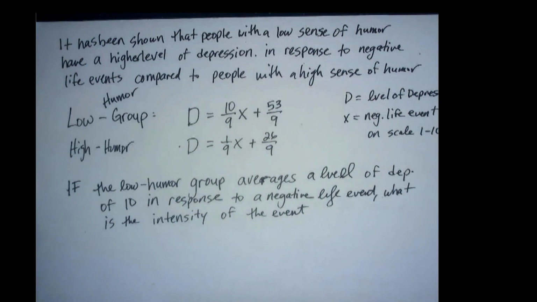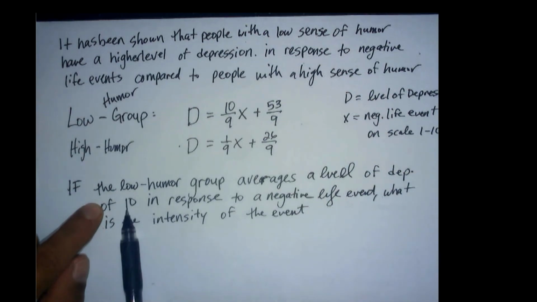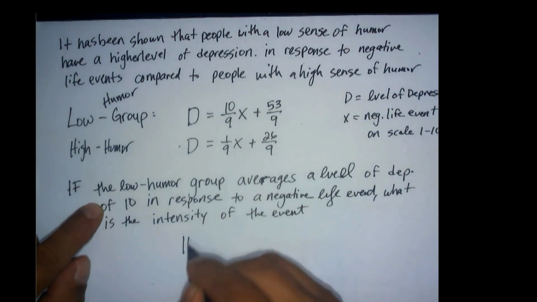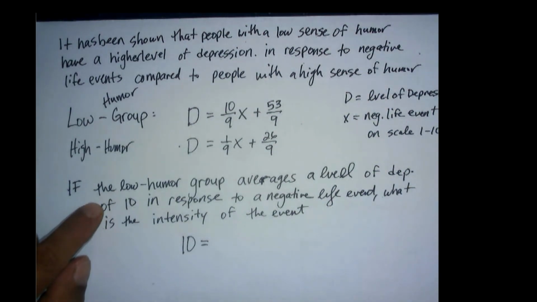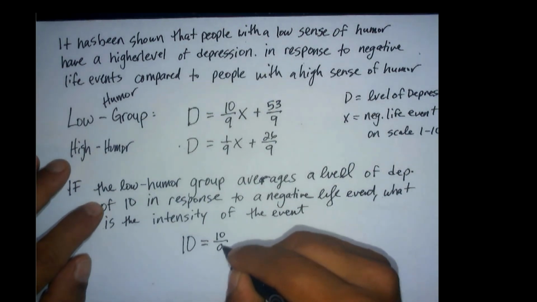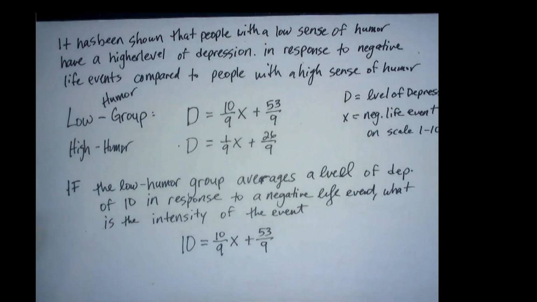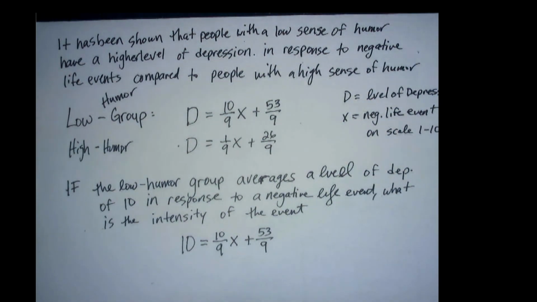So, if this group right here has a depression level of 10, well, that's D, so D is 10. They're asking what's X? How bad is the intensity here? So we're going to solve for X. Okay. So what do we do first? We learned about fractions. I'm going to let you help me solve this.